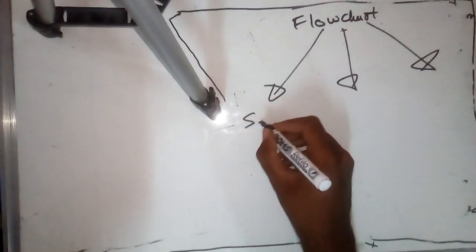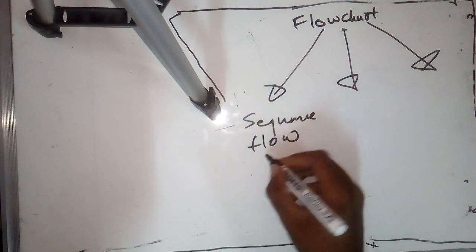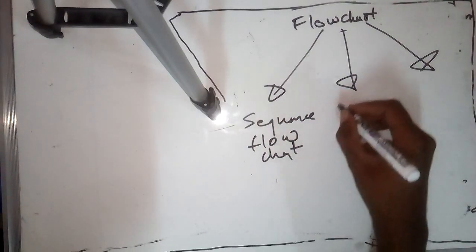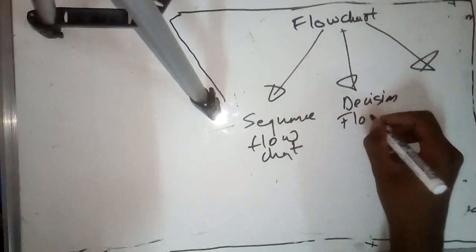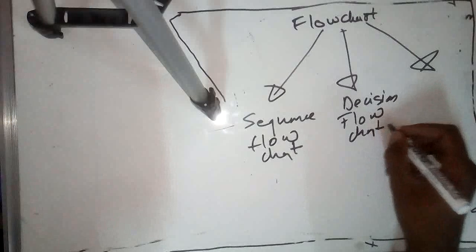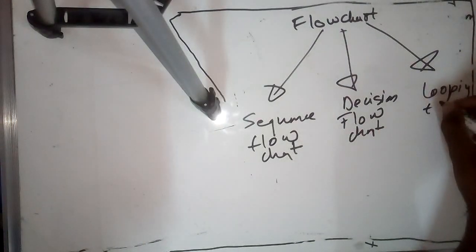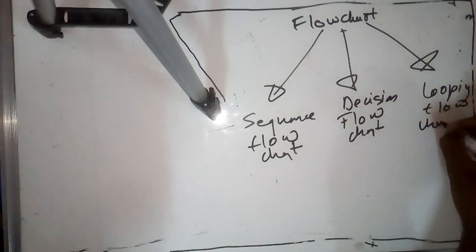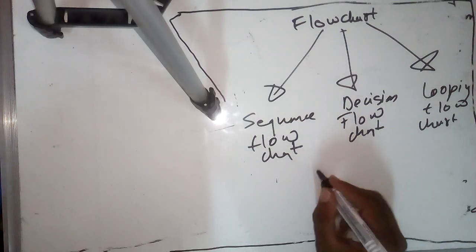The first one is the sequence flowchart. Another one is the decision flowchart. And the last one is the looping flowchart. So we can also represent flowcharts with various types. How do they work and what are they? The sequence flowchart will have some sequence of steps.